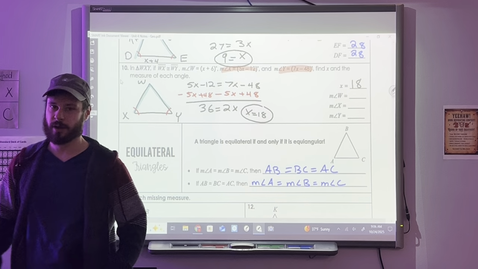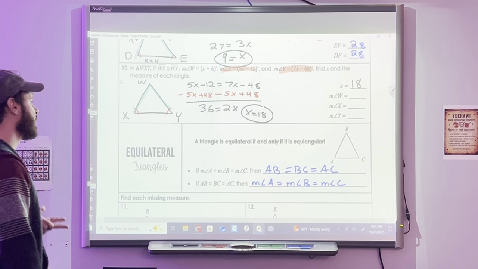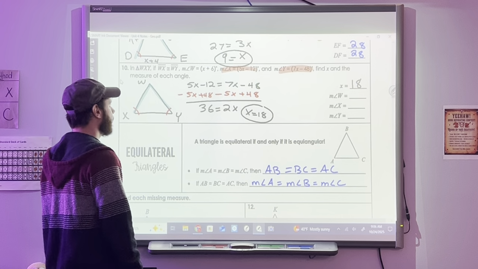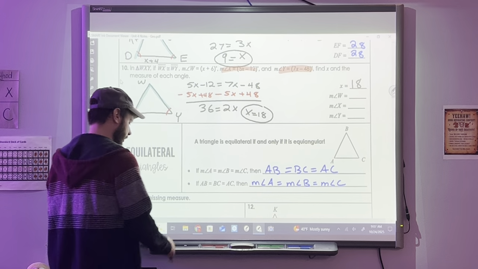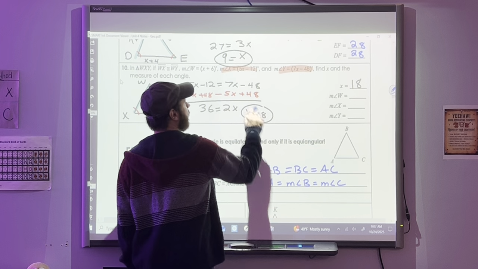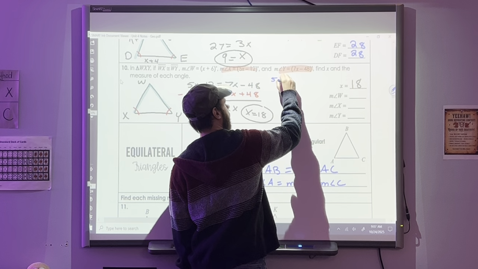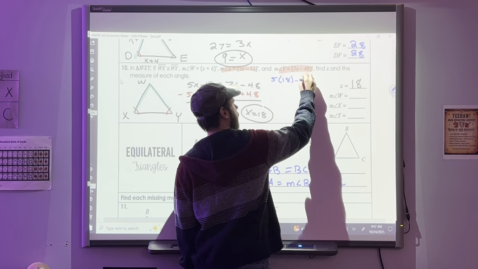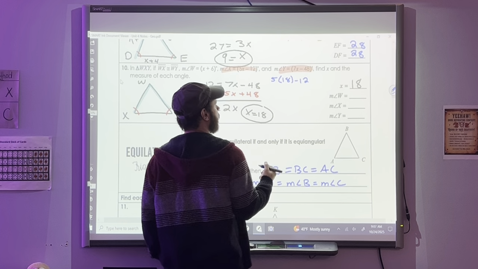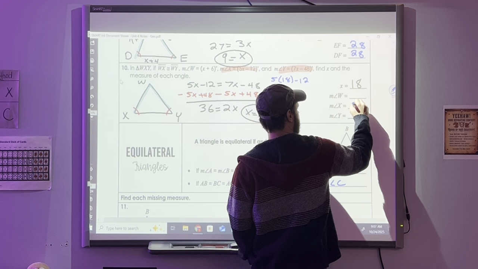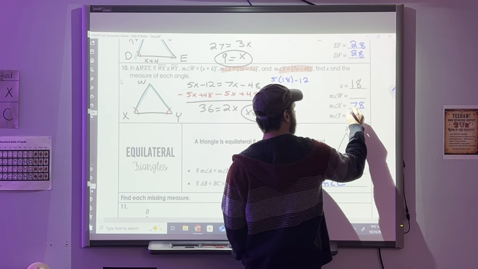Same steps: move the smaller x, give something back, divide. Every time, never changes. Okay, go back in and solve. This right here, 5x minus 12. 5 times 18 minus 12. That's 90 minus 12, or 78. So that's 78, and therefore the other one is 78.